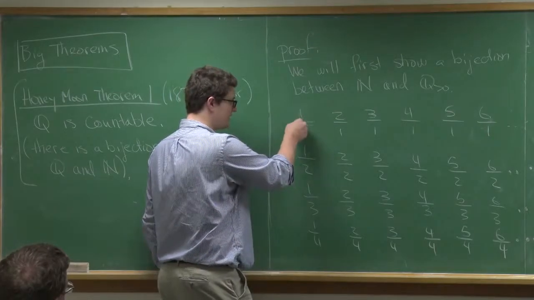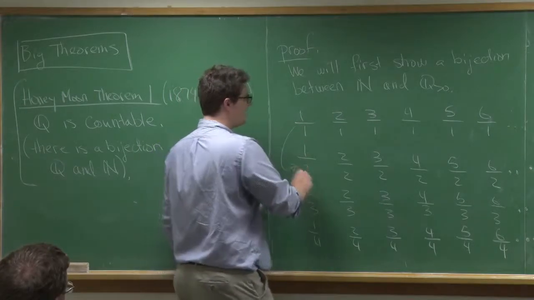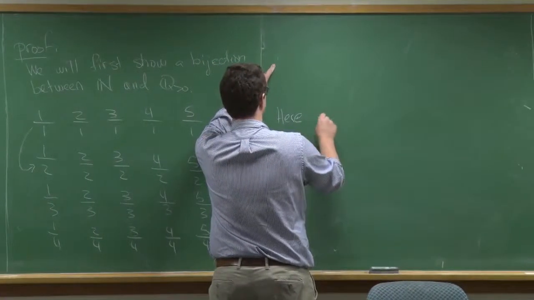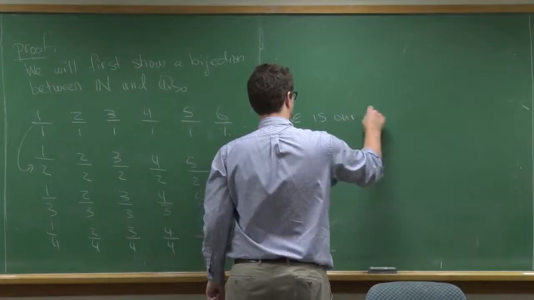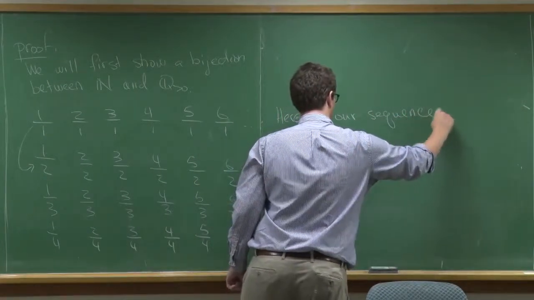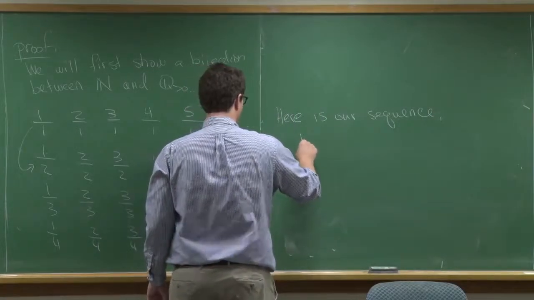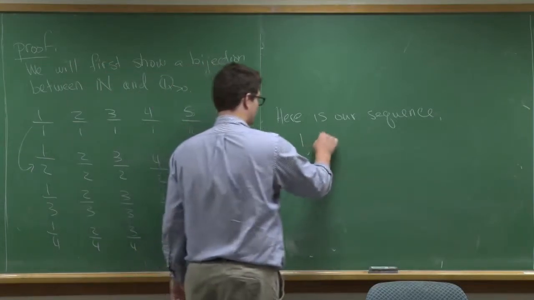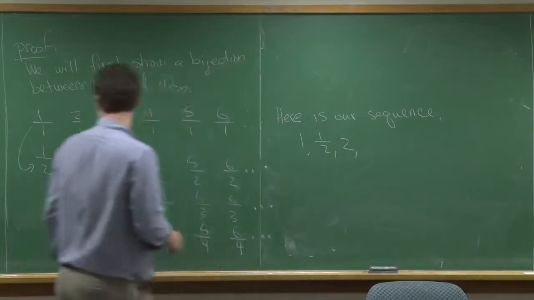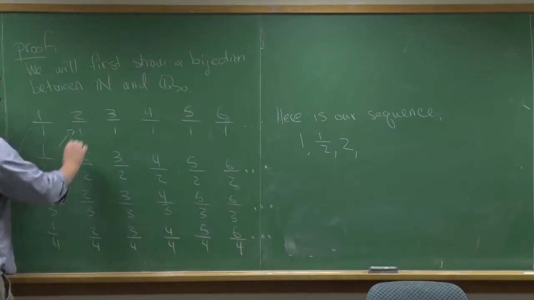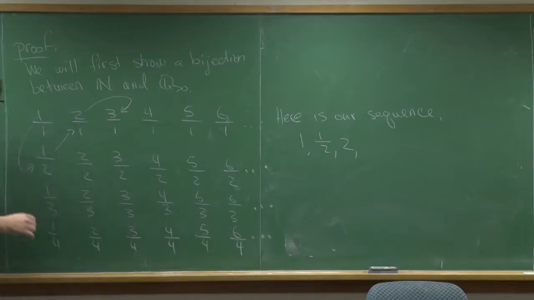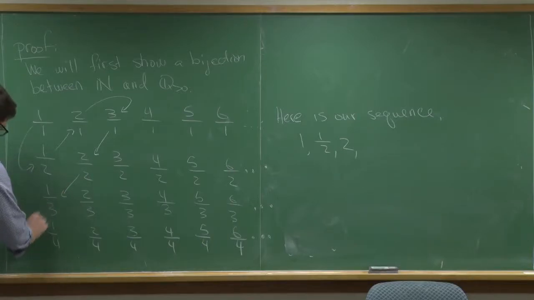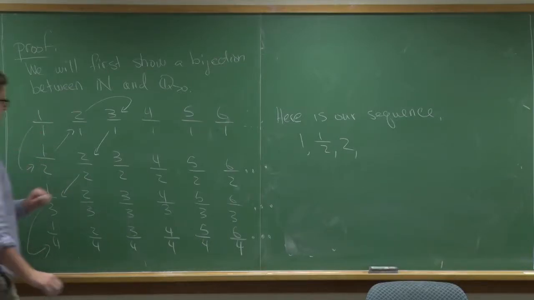Okay, so this is the first number, 1. Here's the sequence. I'm leaving space here in case I need another row. So 1 is the first number. The second number is going to be a half, and the other one's going to be 2. So we go like this. Now I'm going to loop around and go this way, and then I follow this down, and then I come back up again.